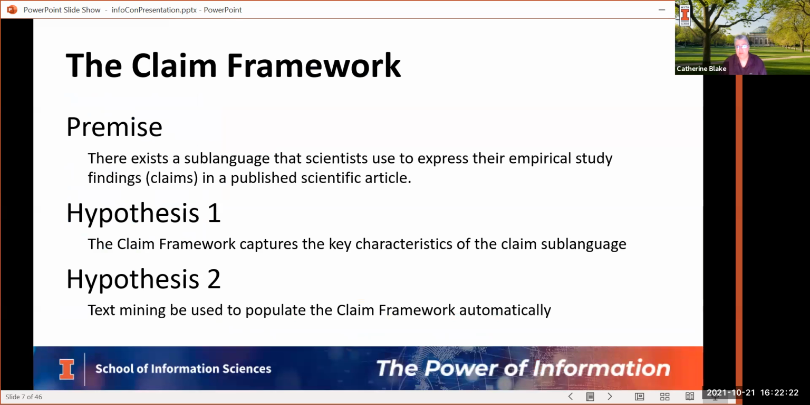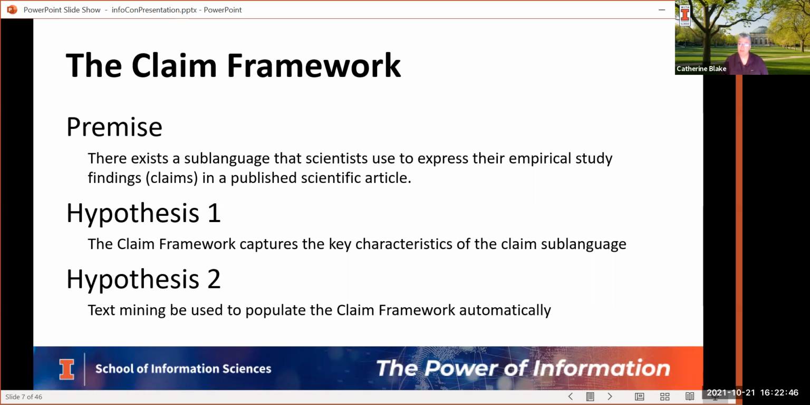And so what I've been working on is trying to build automated tools that extract information from the literature. And a piece of that work that I'm going to tell you about today is called the claim framework. The premise of this is that there is a science language that people use when they share the results of their work.